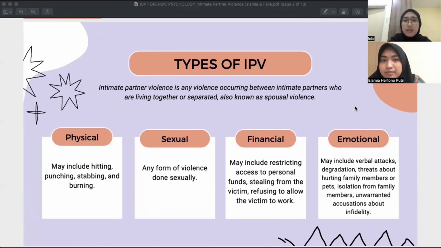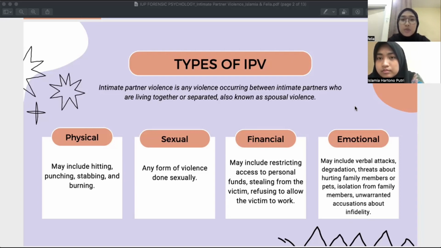So, to start off, there are different types of intimate partner violence. Intimate partner violence is any violence occurring between intimate partners who are living together or separated, also known as spousal violence. Firstly, there is physical violence, which may include hitting, punching, stabbing, and burning the partner.